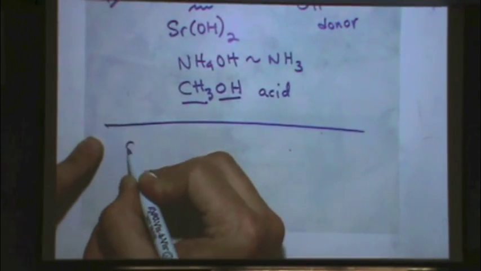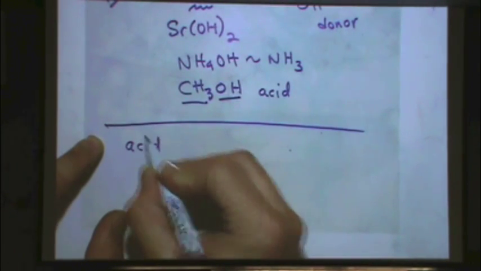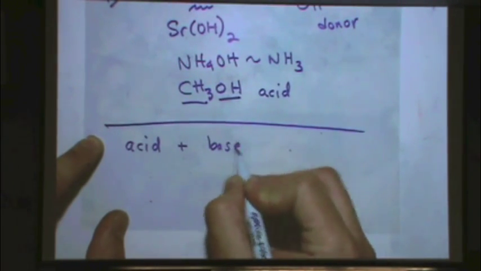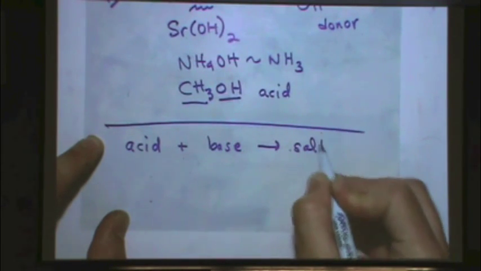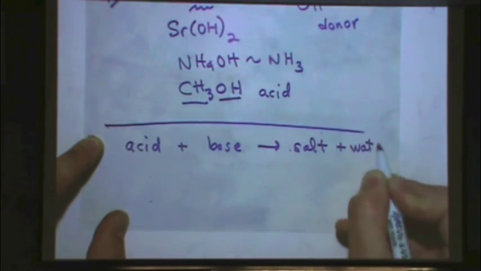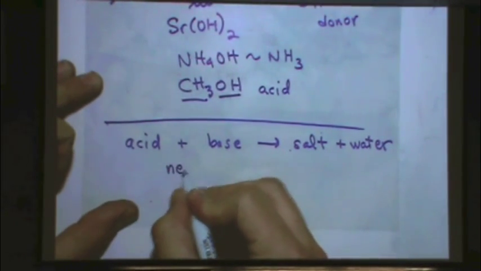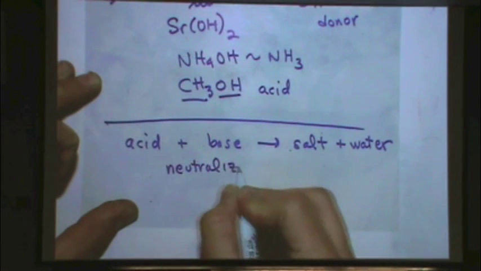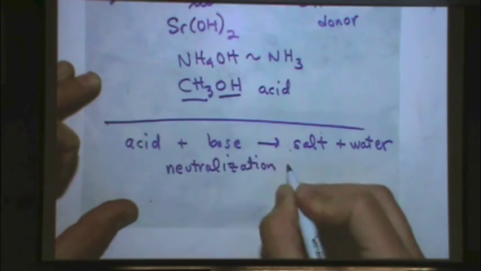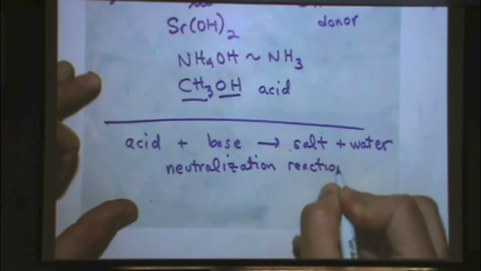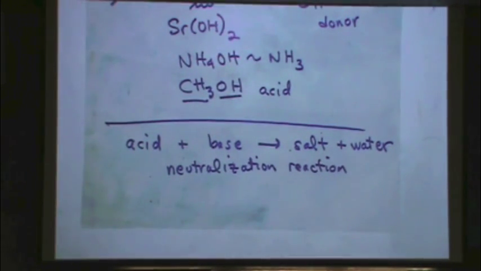Now, you get to learn a new reaction. An acid plus a base goes to a salt plus water. Okay? Acid plus a base goes to salt plus water. We call this a neutralization reaction. Okay? Neutralization reaction. You're wondering, what does a neutralization reaction look like? Glad you asked, because we already did one. I just didn't tell you.